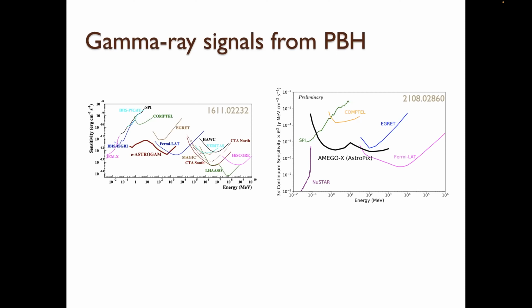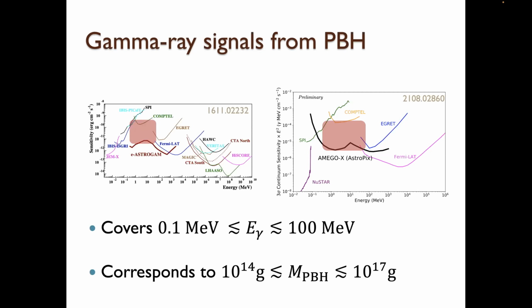And the other lines are from the constraints of the existing observations. So from these new upcoming observations, we can probe this region, which covers photon energy from around 0.1 MeV to 100 MeV. And this energy corresponds to primordial black hole mass between 10¹⁴ gram and 10¹⁷ gram, which is like the desired asteroid mass PBH. So from these upcoming MeV gamma ray observations, we may detect the primordial black holes in these mass ranges.